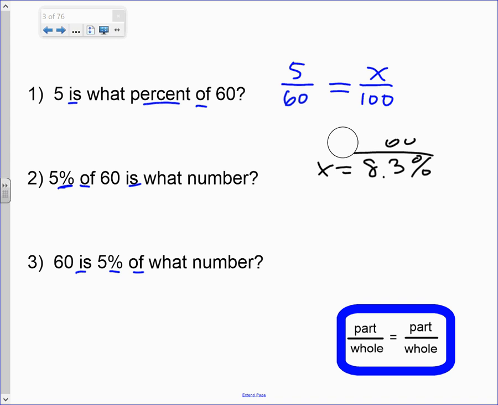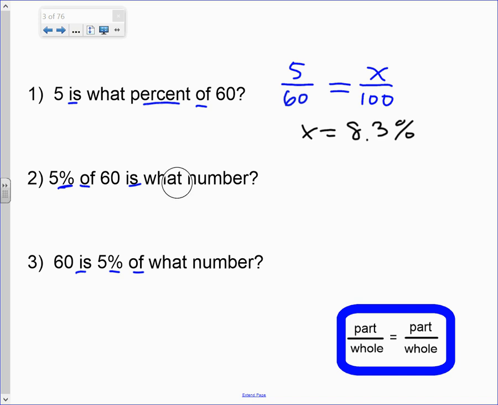Let's do number 2 now. 5% of 60 is what number? Watch this now. I'm going to use the same formula. Part to whole equals part to whole. Are we dealing with a percent here? Yeah. And what does percent mean again, Medina? Without even thinking about it, I put over 100.